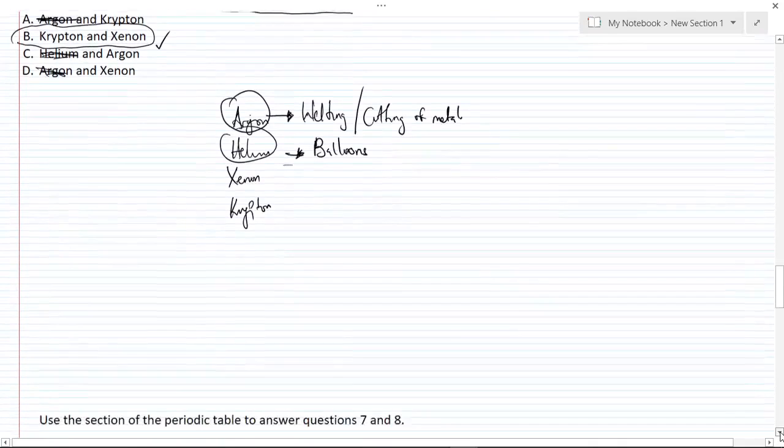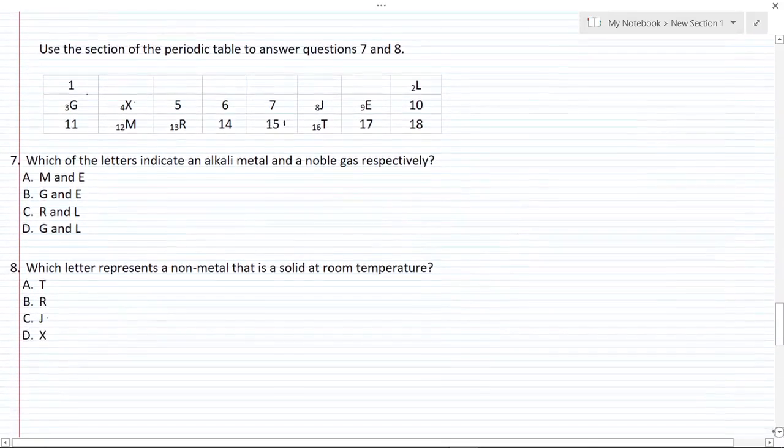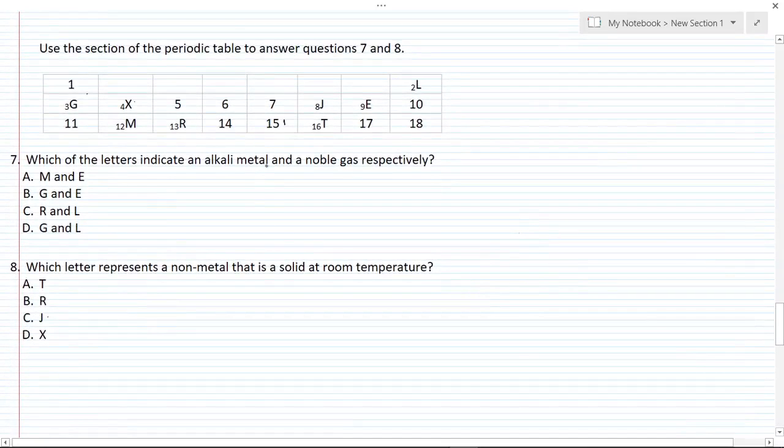So moving on, we have question 7 and 8. Use the section of the periodic table to answer question 7 and 8. Question 7 says, which of the letters indicate an alkali metal and a noble gas respectively? So we know that a noble gas by default, they are always group 8 elements. So it means we just have to find which letter happens to fall in group 8. So before doing that, let's number the periodic table.